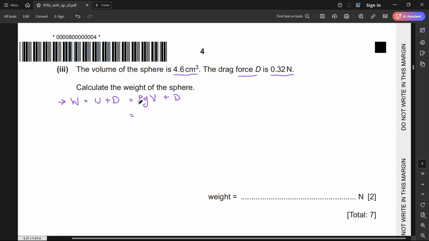So what is the value of rho? The value of rho was 830, that is given to us in the starting of the question.